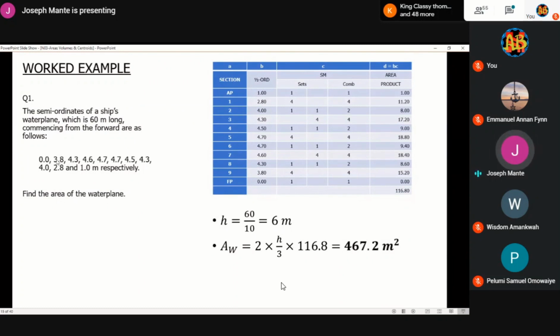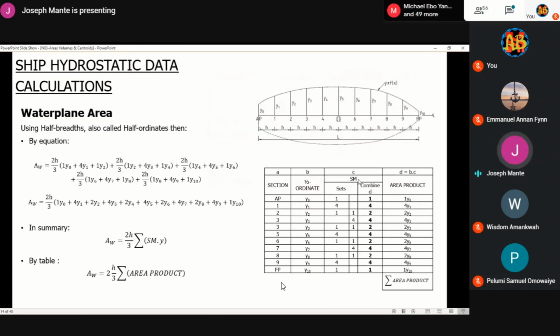So we have 1, 2, 3, 4, 5, 6, 7, 8, 9, 10. So we have 10 equal intervals. If you want to find h, it is the length over the intervals into which you divided the whole length. So you will get h to be 6 meters. That is, at every point from this particular diagram, from AP to 1, it becomes 6 meters.